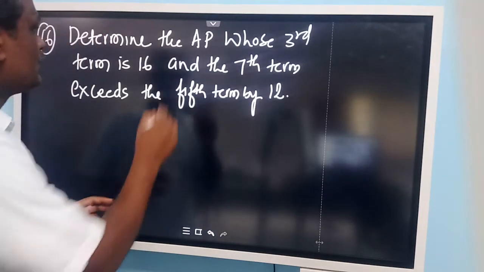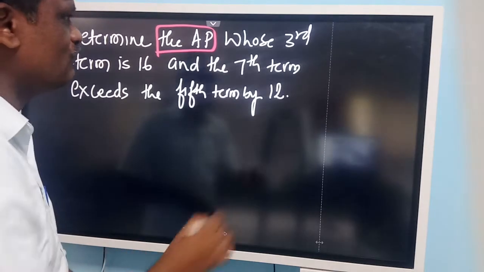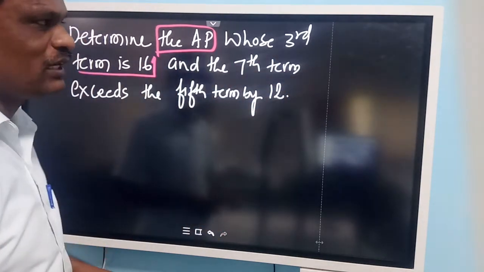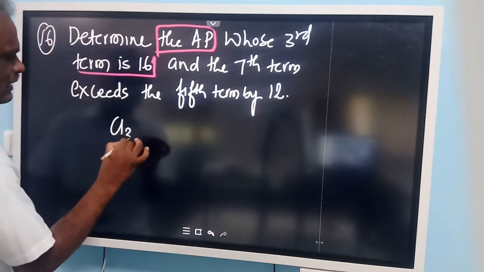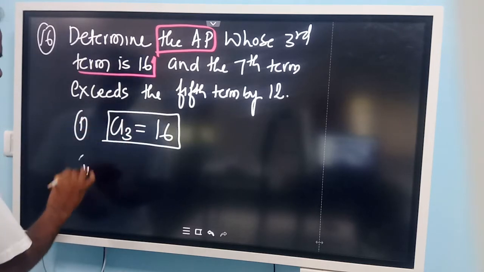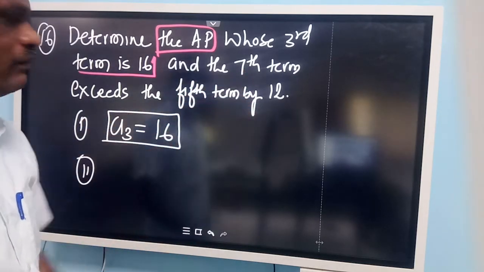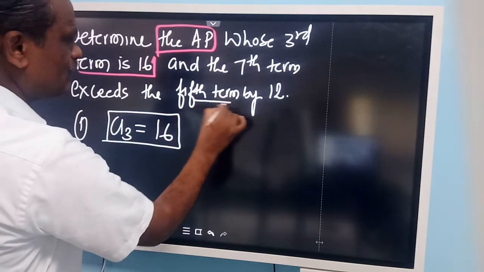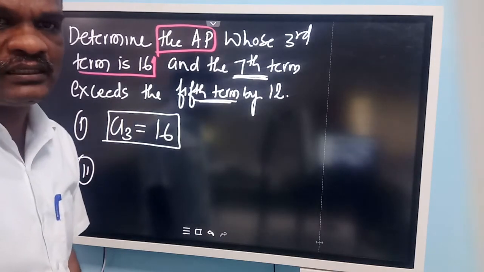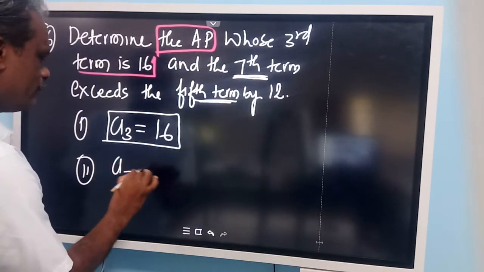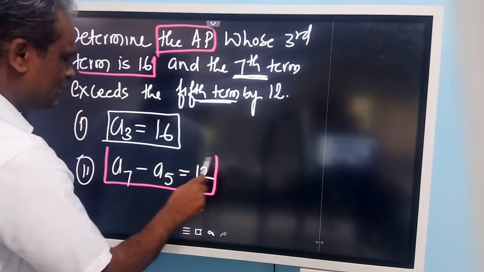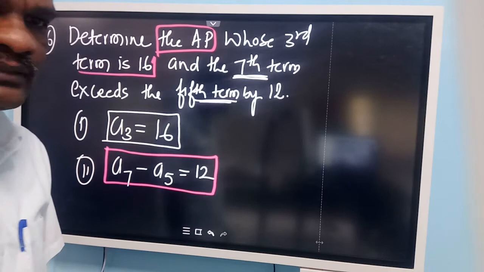So the given question: determine the AP. You have to find the arithmetic progression whose third term is 16, and the seventh term exceeds the fifth term by 12. So let us write the data first. A3 is 16. This is the first information. And the second one: the seventh term exceeds the fifth term by 12. That means the seventh term is more than the fifth term by 12. So A7 minus A5 is equal to 12. This is the second information you are getting.